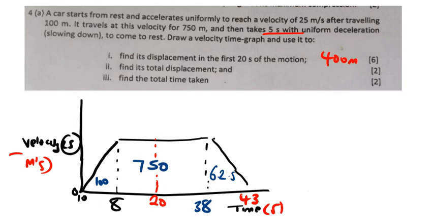Otherwise, if we wanted, we would have used the instantaneous method where we differentiate, but because we've been told it's accelerating uniformly, we will not differentiate. That is another method that you can use.